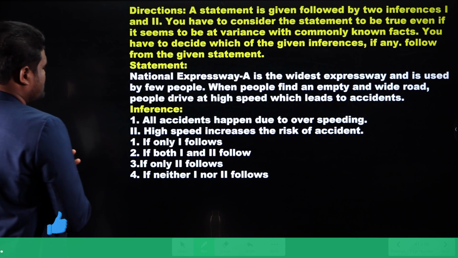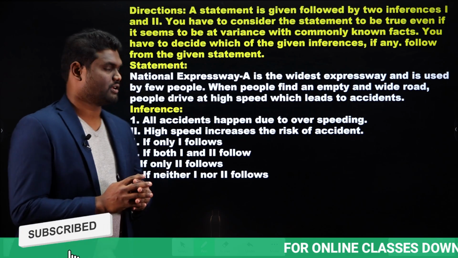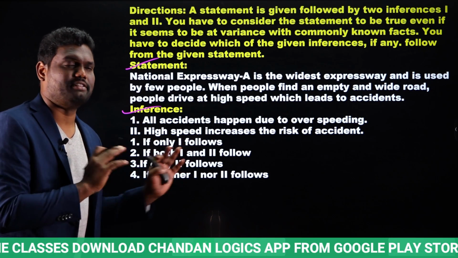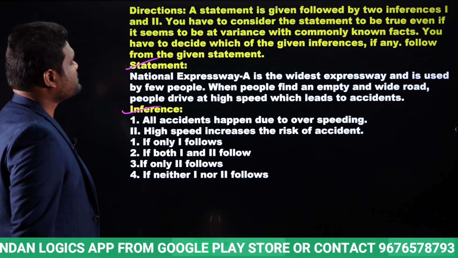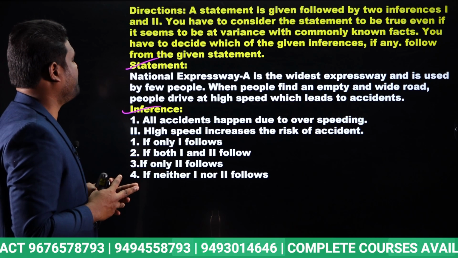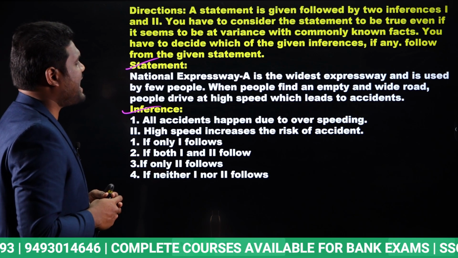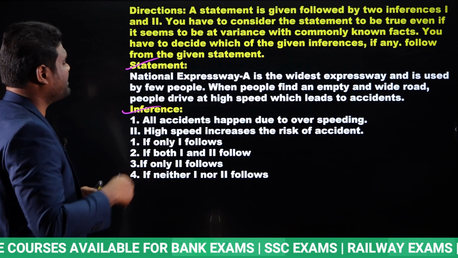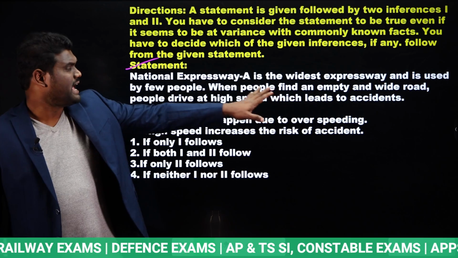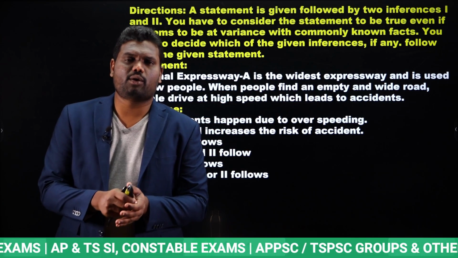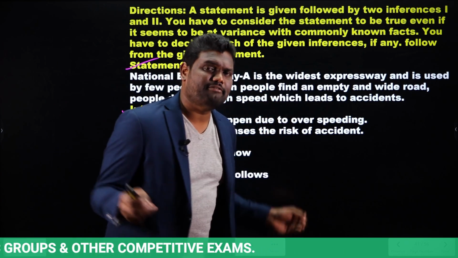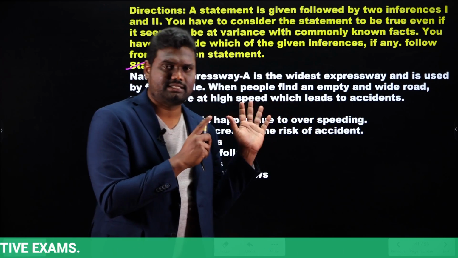This one is a question from critical reasoning. Here we have a statement and we need to conclude an inference from the given statement. What is the statement? National Expressway A is the widest expressway and is used by few people. While people find an empty and wide road, people drive at high speed which leads to accidents. So it is saying that National Expressway A has wide roads. When there are few people and no traffic, people try to drive at over speeds. That's what the statement is saying.